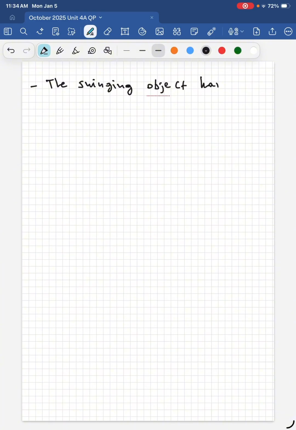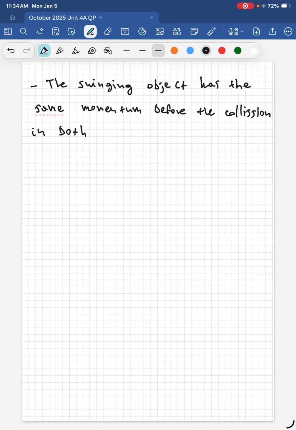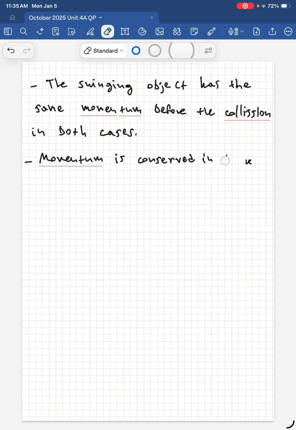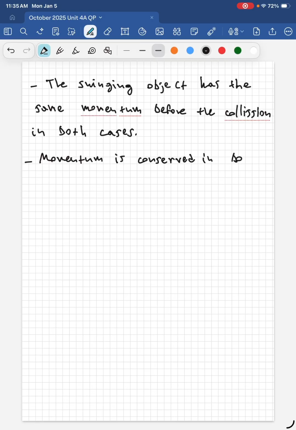has the same momentum before the collision in both cases, right? Momentum is conserved in both experiments, right? Oops.